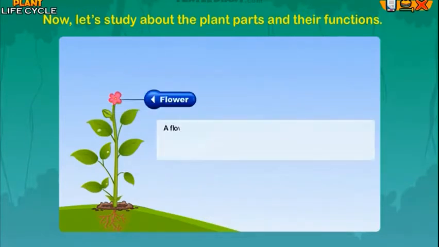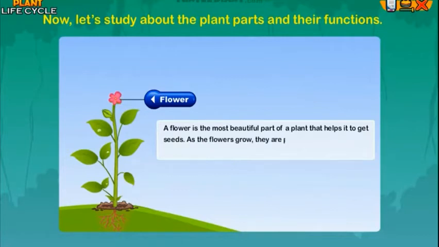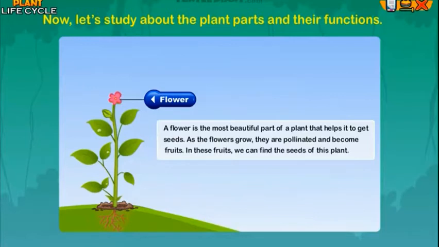Flower. A flower is the most beautiful part of a plant that helps it to get seeds. As the flowers grow, they're pollinated and become fruits. In these fruits, we can find the seeds of this plant.